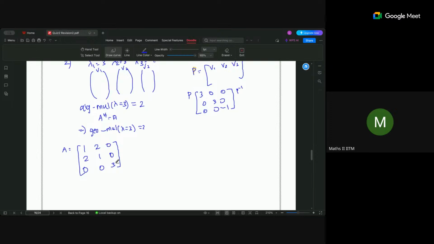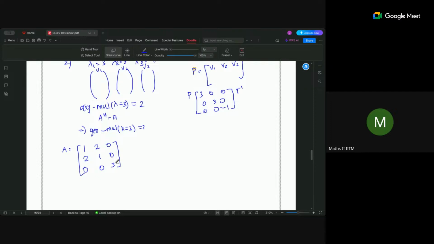So I guess the characteristic equation is lambda cube minus 5 lambda square. I'm getting minus 15. Is that right? No, it's not minus 15. It's 9, or else I don't know why. Hold on.